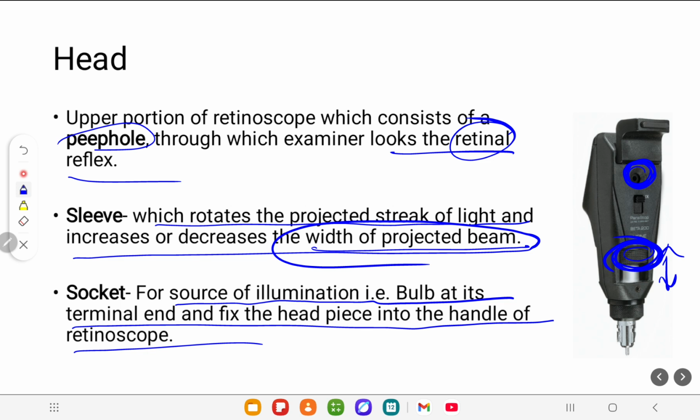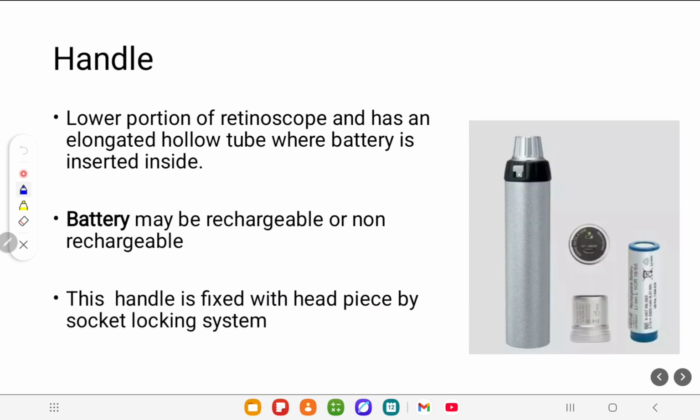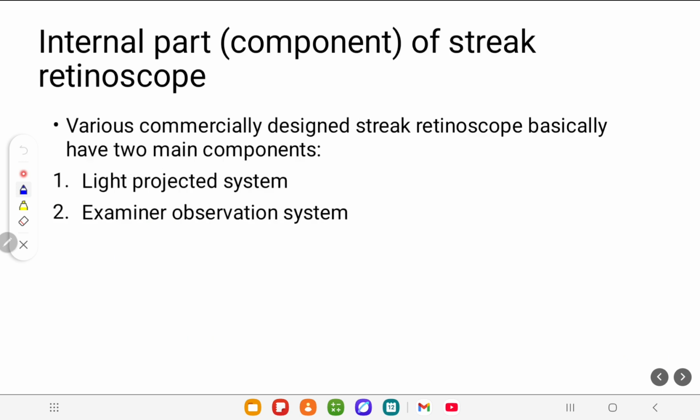That's the socket inside of the bulb. So the handle basically holds the battery and the fixed system, the headpiece, and the socket of the system. You use the battery and lock it in, the powerhouse, or whatever we can call it.